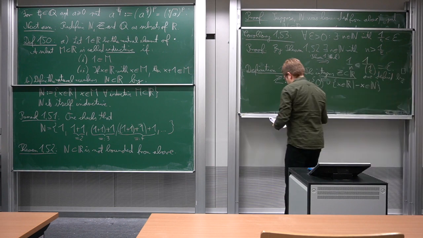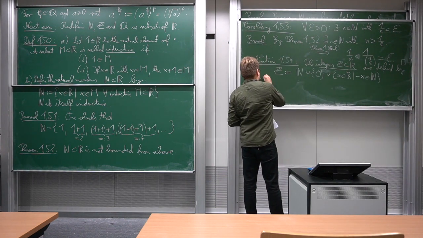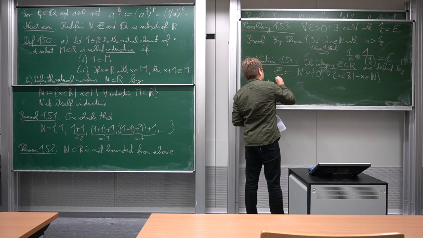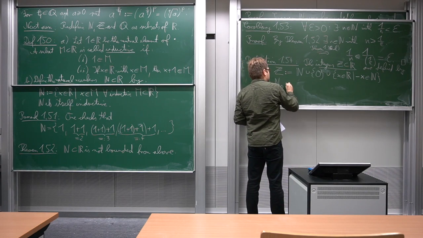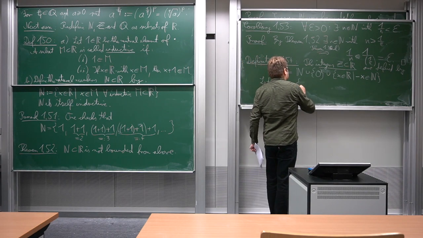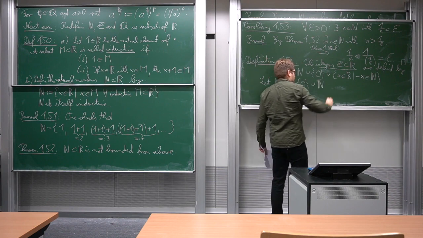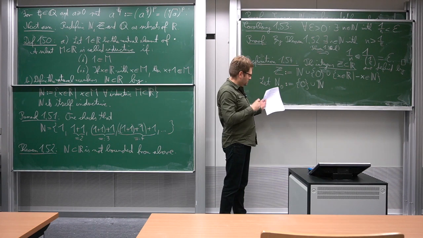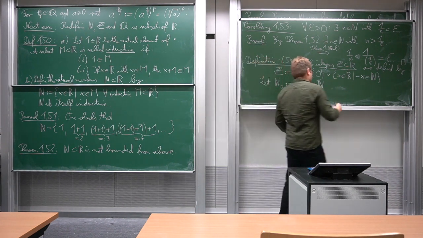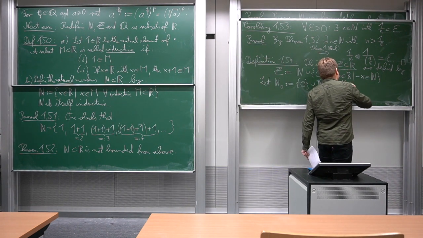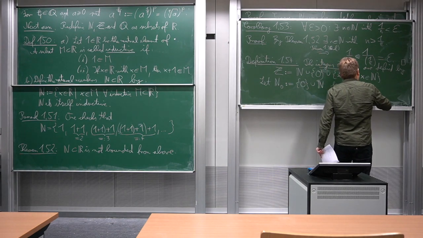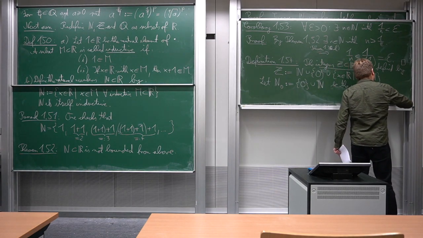Okay, and additionally, just for notation, because we will need this later on, I will always denote by N0 when I want 0 united with N. So if I want to exclude 0, I will denote this by N. N0 is the set of non-negative integers.